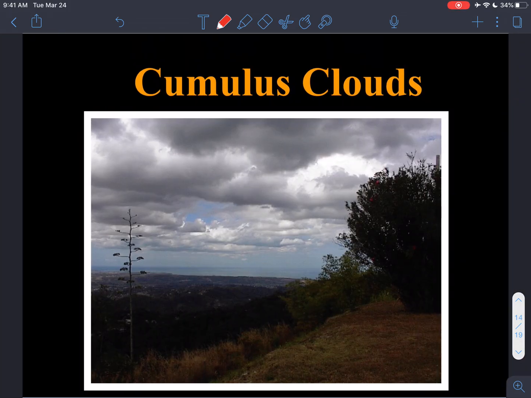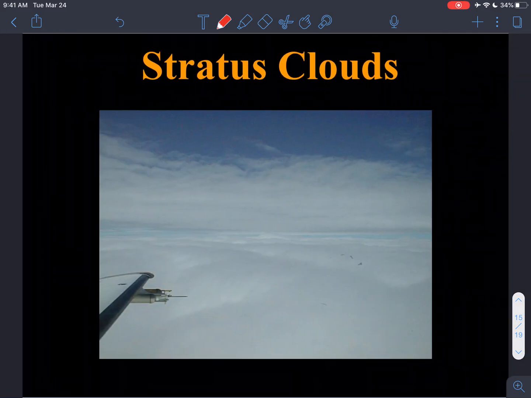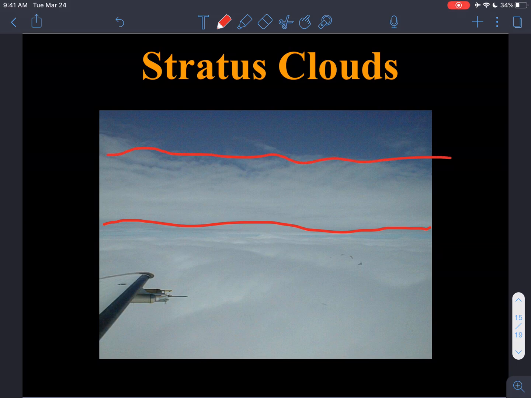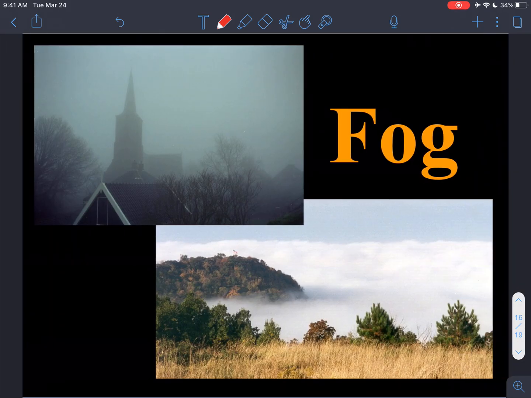These would be your cumulus clouds, so you can see they're kind of puffy, look like cotton balls. Stratus clouds are usually very stretched out, kind of flat. This is taken from an airplane, so this is on top of the clouds. Fog, right, if you're standing near Earth's surface.